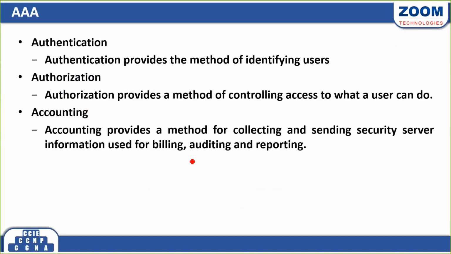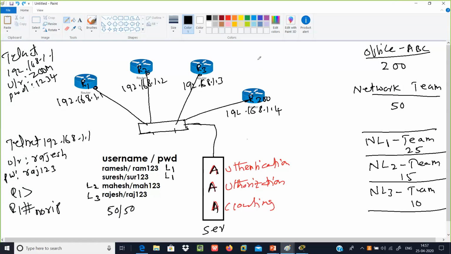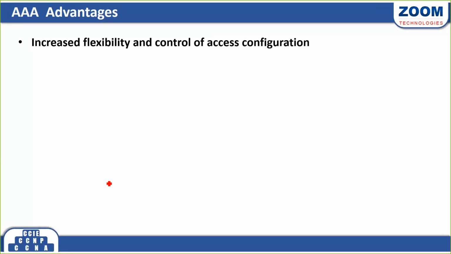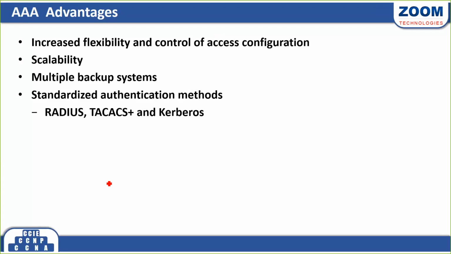This server is an AAA server. What are the advantages? Now we are not configuring 200 usernames on 200 routers, 200 times. We configure in only one centralized location. After some time, if Mahesh resigns, we can remove the Mahesh username one time, only in the AAA server. In Mahesh's place, if Suresh or Rakesh joins, you can add them in only one server, right? So it is very simple and gives more flexibility, easily implemented. This is how in real time we access routers via centralized authentication methods. The AAA server increases the flexibility and control of access configuration available in multiple backup systems. The standardized authentication protocols for AAA are RADIUS and TACACS.